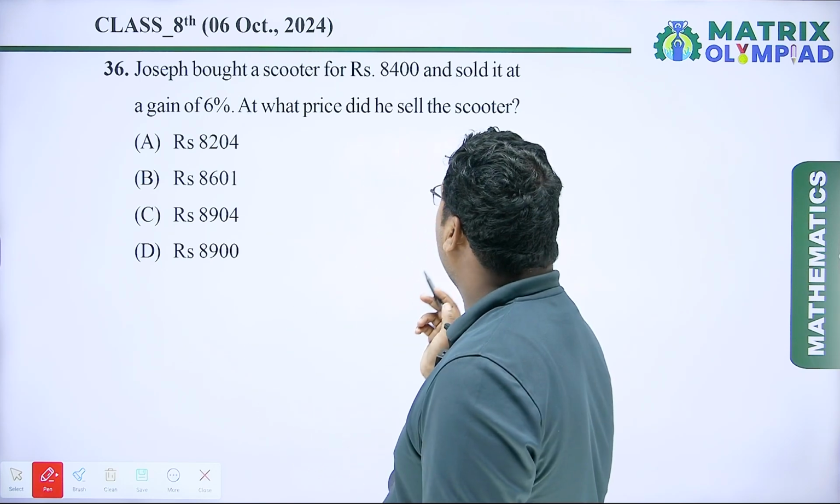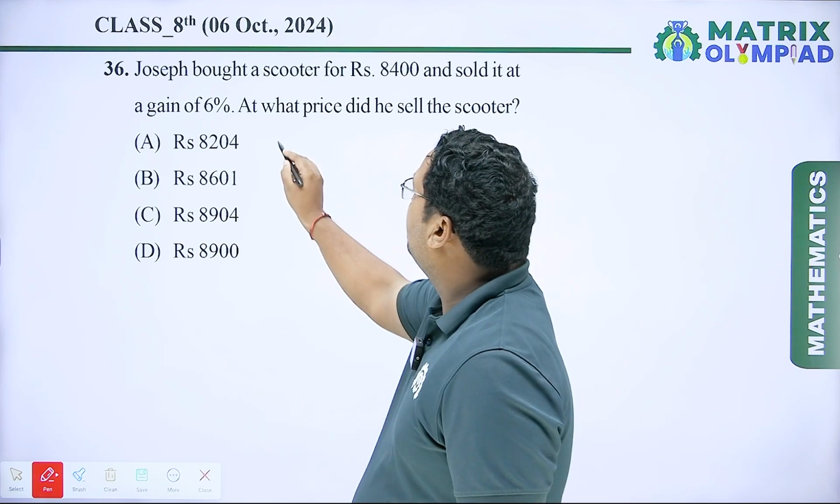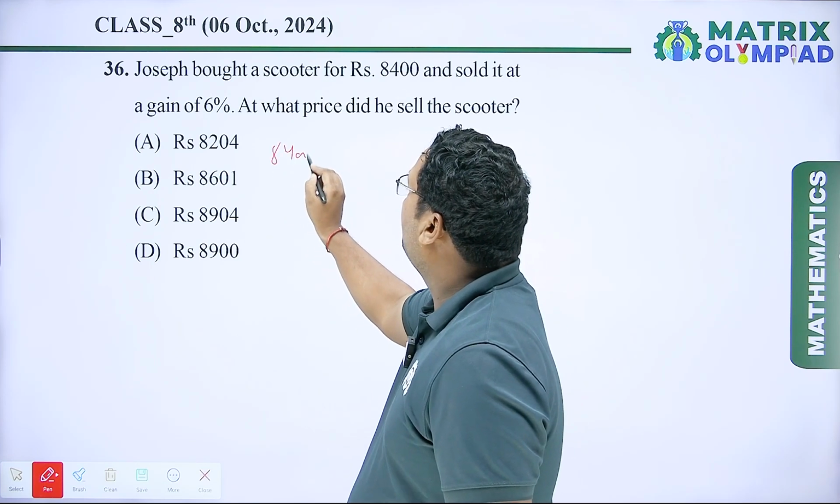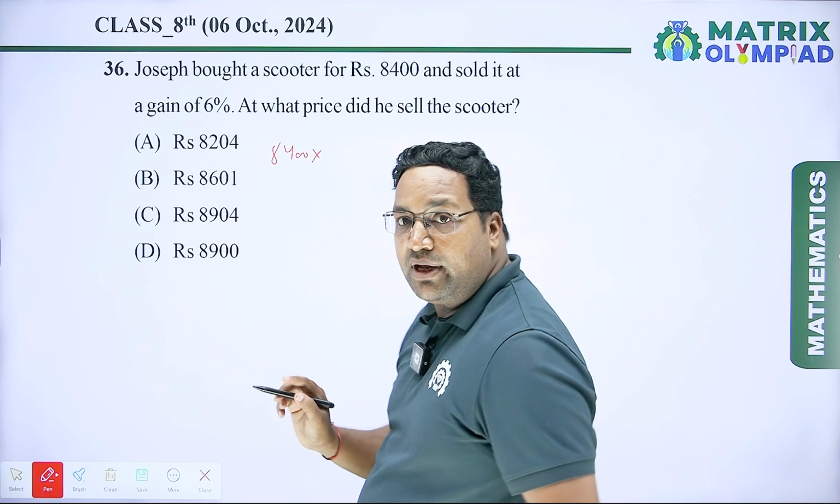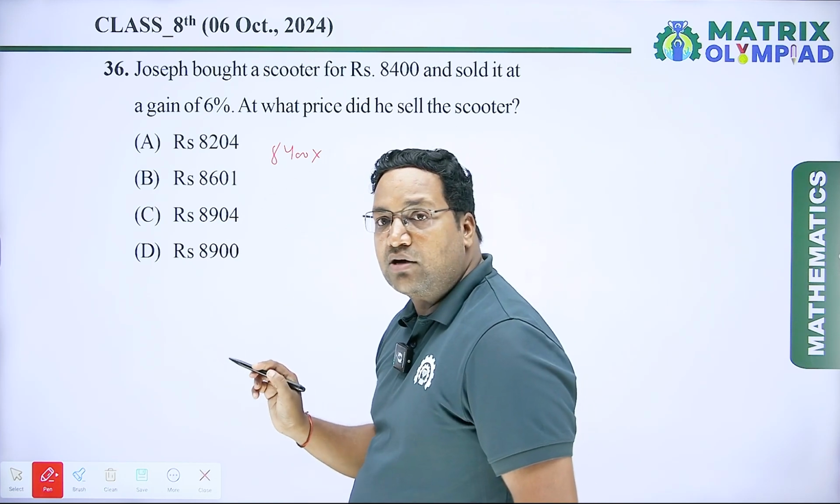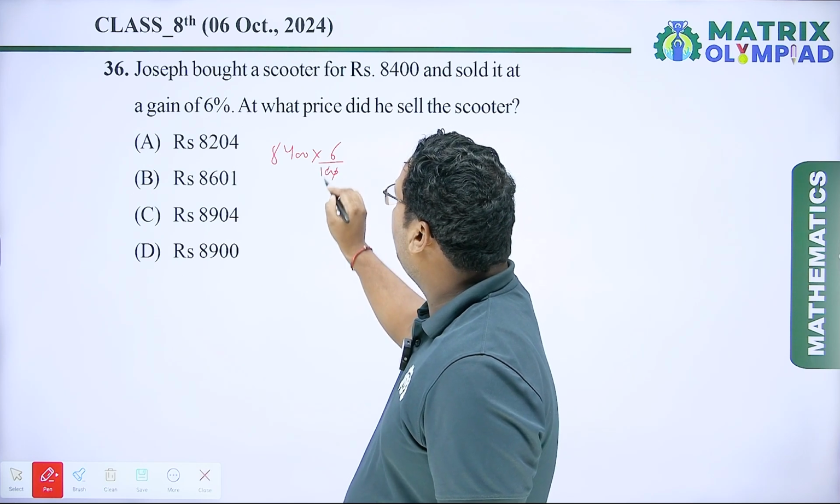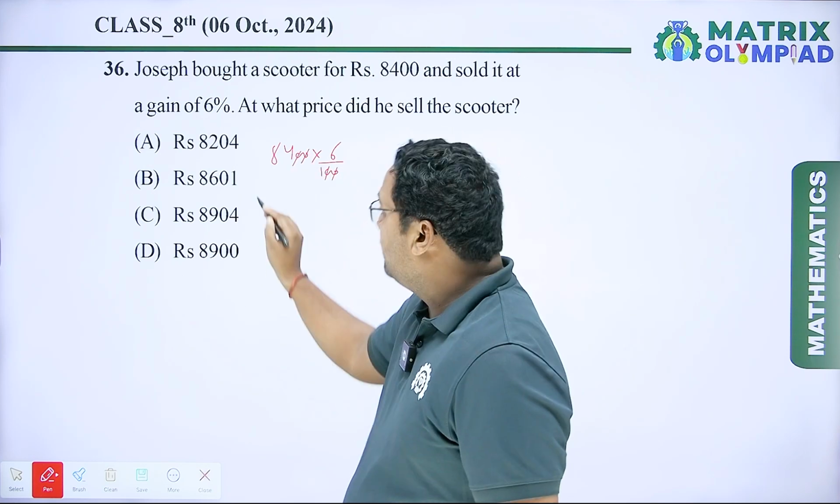At what price did he sell the scooter? So the price of the scooter is 8,400 and he sold it at a gain of 6%. So let's calculate 6% of 8,400. So it is 6 divided by 100. These two zeros are cancelled out by the 100.